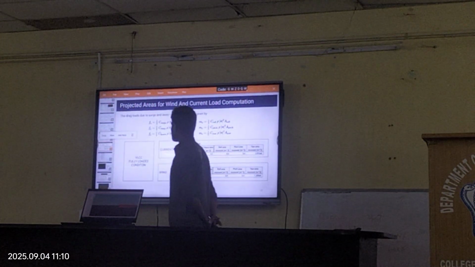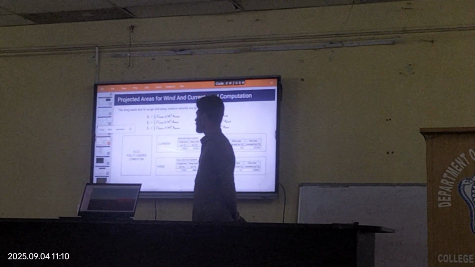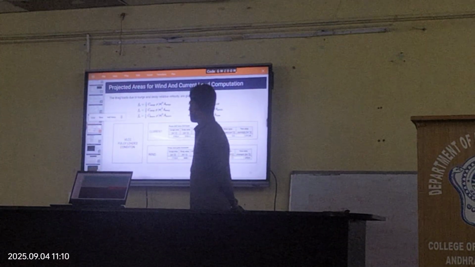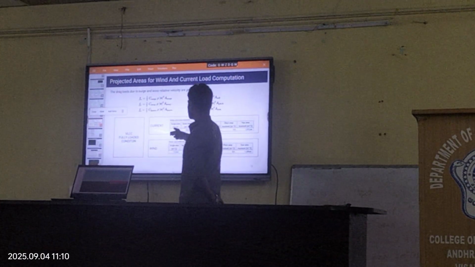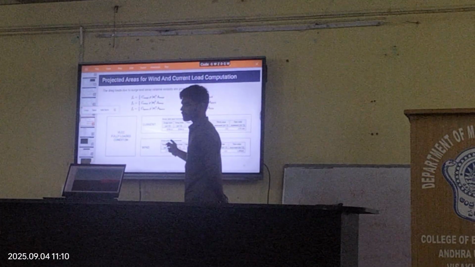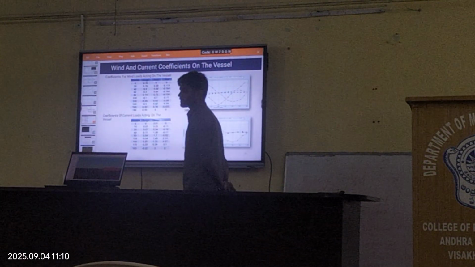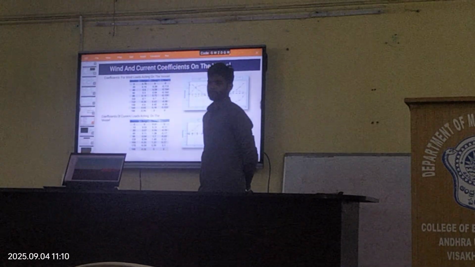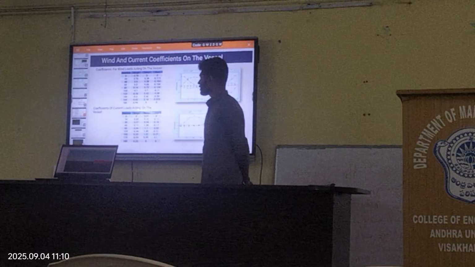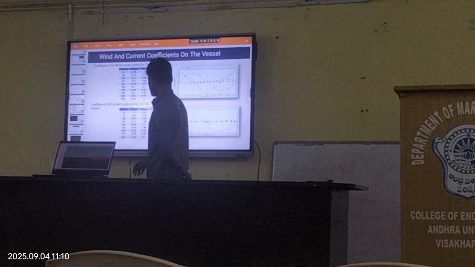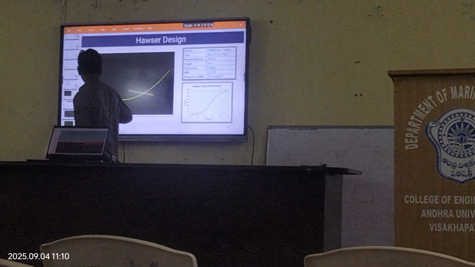And the projected areas calculation of drag loads, which are calculated using the formulas. Thus, this affects Fx, that is half coefficient of surge into density into velocity square into area of the surge. These are the surge areas calculated using the underwater volumes. And these are the wind and current coefficients of the vessel. These are taken from MEG4, that is Mooring Equipment Guidelines 4th edition, which was given by OCIMF, Oil Companies International Marine Forum.